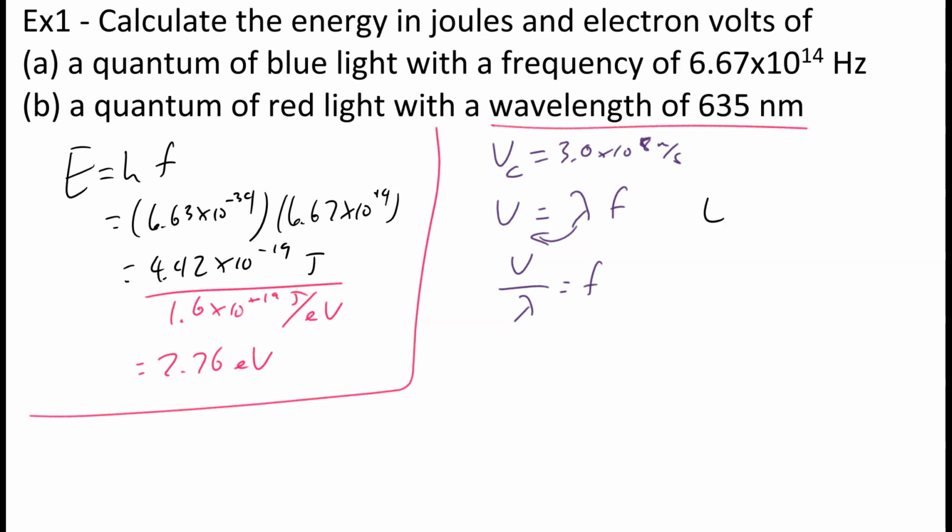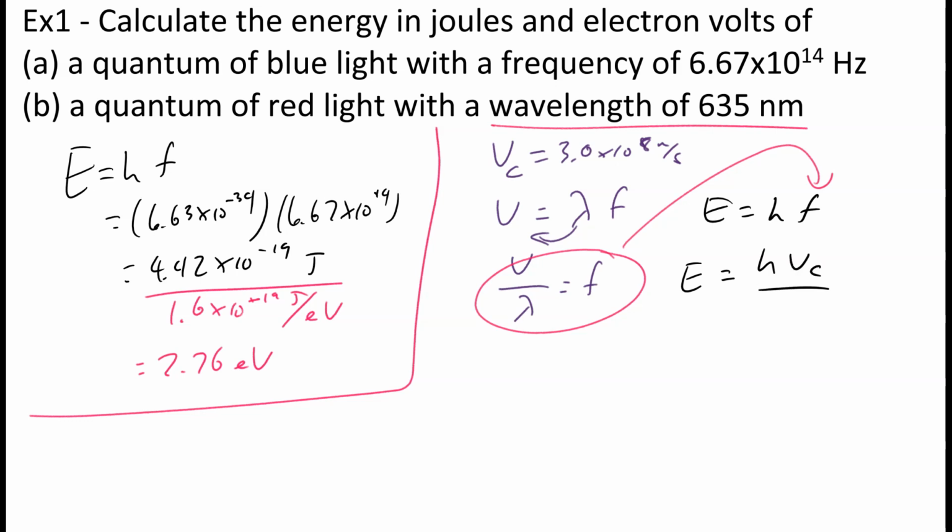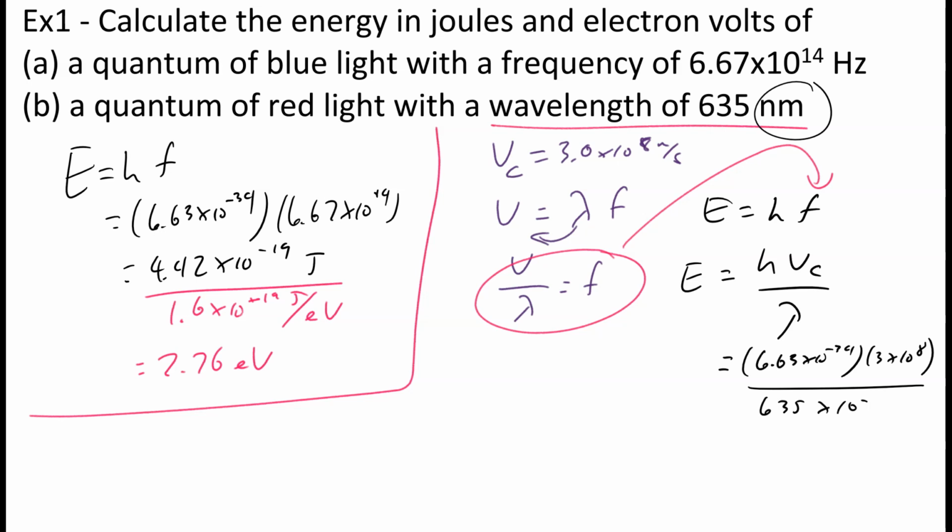So now I can use my equation E is equal to hf, and I can take this right here and plug it in. So my new equation is E is equal to h times the speed of light over the wavelength. And now I can simply plug in my numbers. So 6.63 times 10 to the negative 34, 3 times 10 to the 8, and wavelength is in nanometers, so I'm going to write 635 times 10 to the negative 9.